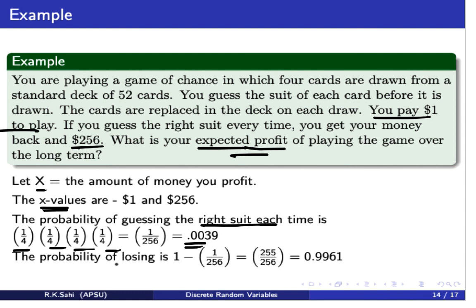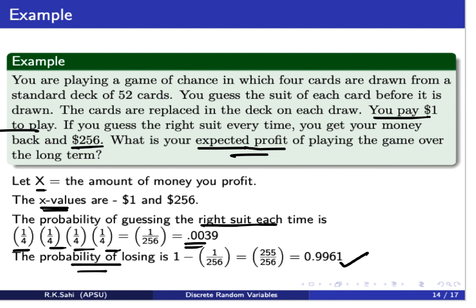Now, the probability of losing: remember the sum of all the probabilities is 1? Because there are many different ways you can lose. You said the right suit the first time, but after that you said the wrong ones. So what is the probability of losing? It is 1 minus 1/256, which is 0.9961. There are many various ways we can actually not make the correct guess.